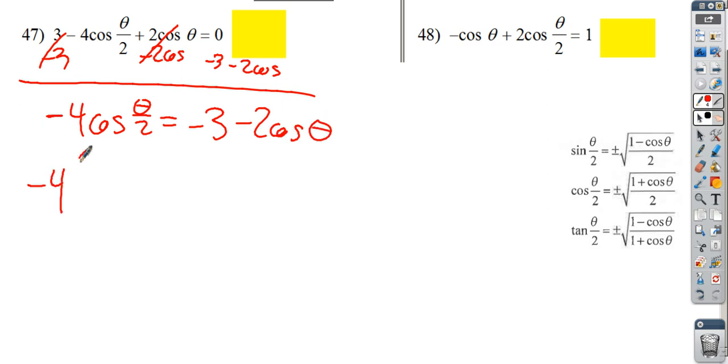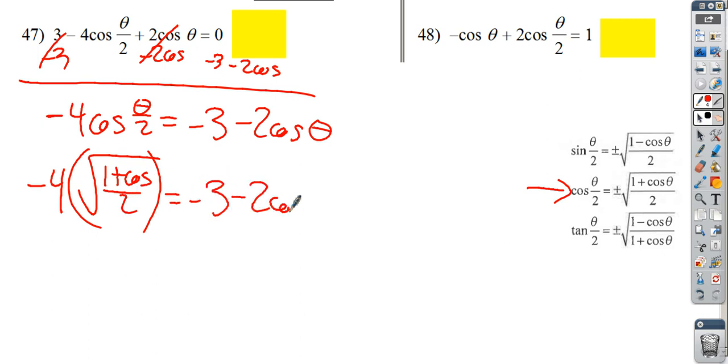Okay, so that's negative 4. What is cos theta over 2? It's this right here. It's that identity. So we'll plug that in: 1 plus cos over 2. And then we have this right here.